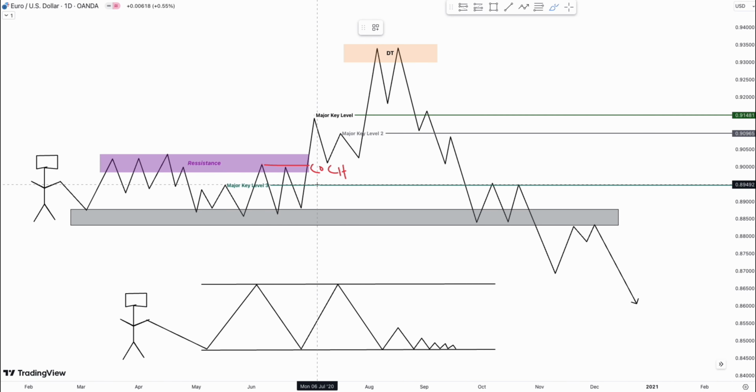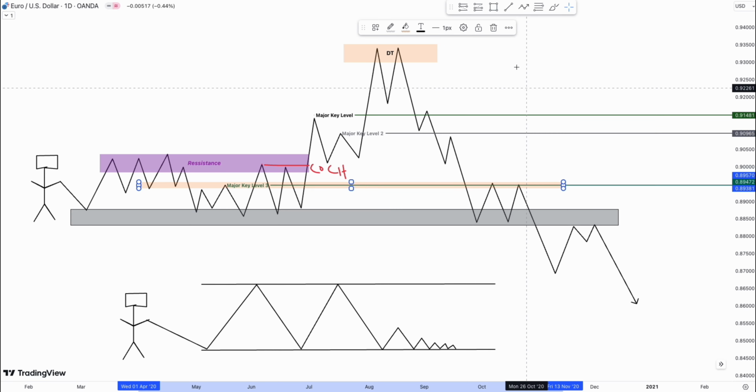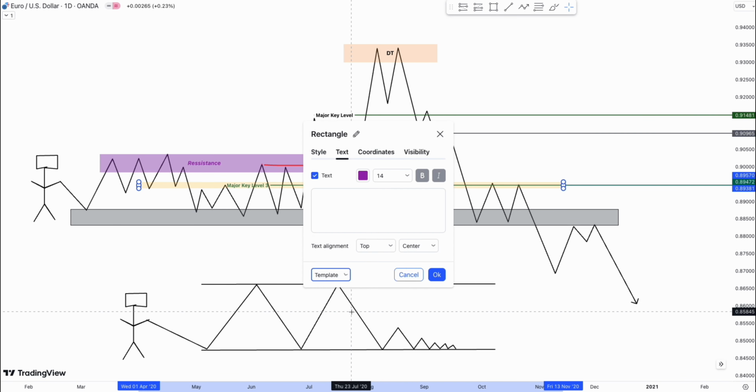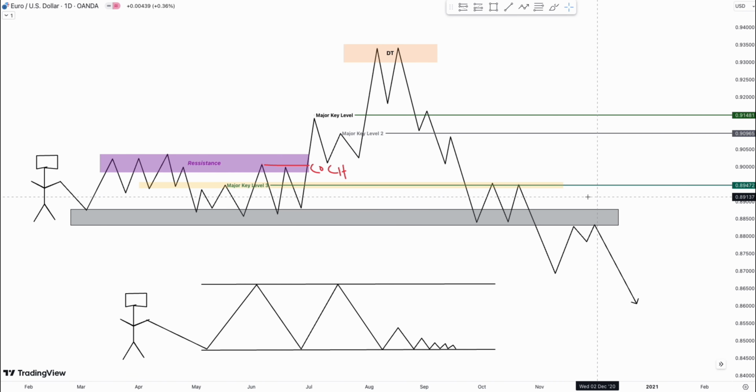Then we have a third key level here, which is why price is respecting it twice, right? From this point right here, and this point right here, and this point right here. Price is respecting it a lot. So what we're gonna do here is we're gonna draw a block, and name this as our market fluctuation, liquidity price. This is our market fluctuation here, meaning it either goes up or down. We cannot predict that. So this is a bad place to trade.